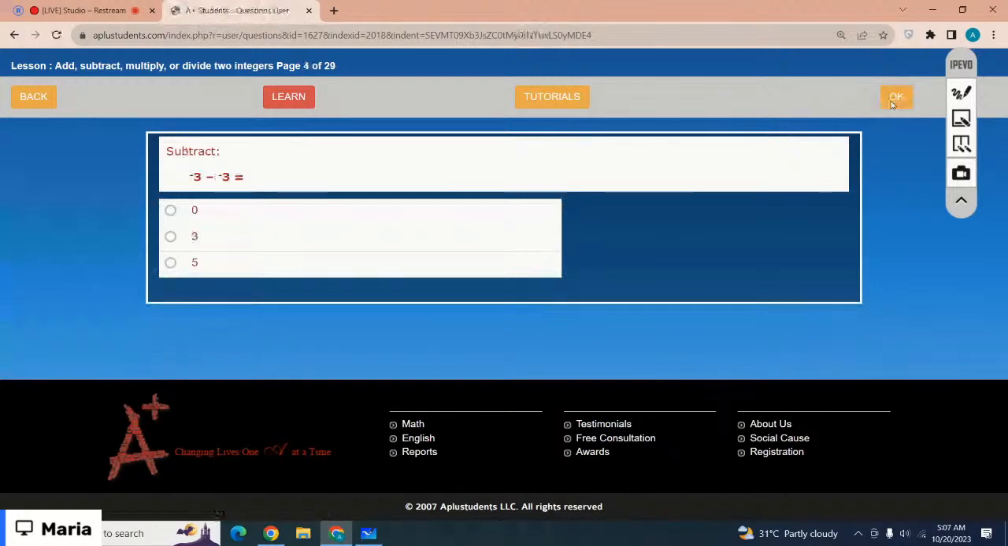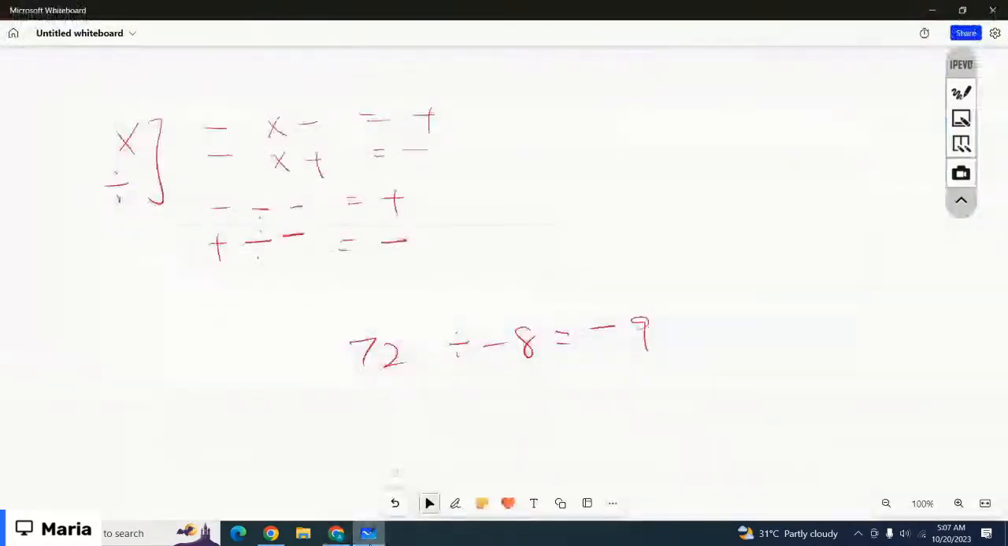Negative 3, subtract negative 3. So you are subtracting a negative number, right? Subtracting a negative number is same as adding, right? You can note down these very important rules. Subtracting a negative number is same as adding, and subtracting a positive number is same as subtracting. Got it?